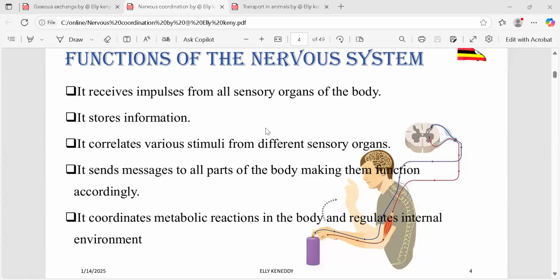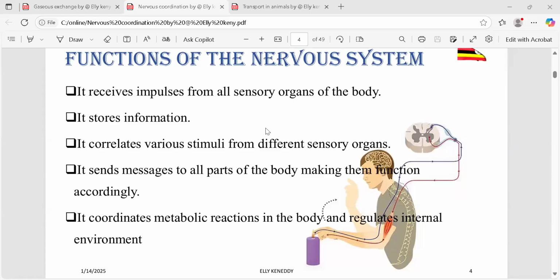It coordinates metabolic reactions in the body and regulates the internal environment. Yes, because of the nervous system, all our body reactions are regulated. Sometimes you can be hungry, for example, and when you're moving back home, you think, even if I have finally cooked 2 kilograms of rice, I can finish them. But when you reach home and you're given just a plateful, you eat and even feel you can't finish the plate. That works because of the nervous system.